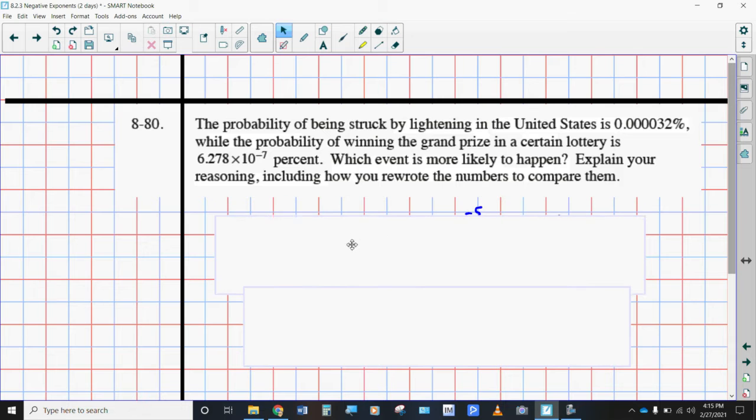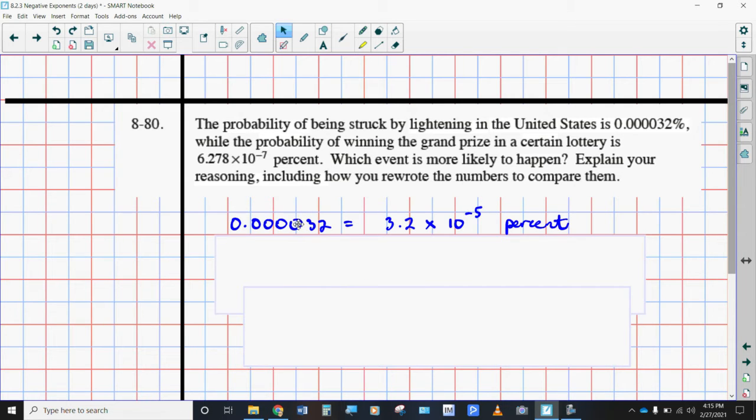All right, so first thoughts are, we could change them both to standard form and compare them, or we could change them both to scientific notation, and that's what I've chosen to do. So if this is 32 millionths, then we identify what place the leading non-zero digit is in. It is in the fifth decimal place. So we're going to write this as our 3 here, and that becomes 3.2, just like we did with the bigger numbers that were greater than 1. And whatever the decimal place is, that's going to be the negative exponent that coincides with your power of 10. So this, by definition, is 3.2 times 10 to the negative 5th percent.